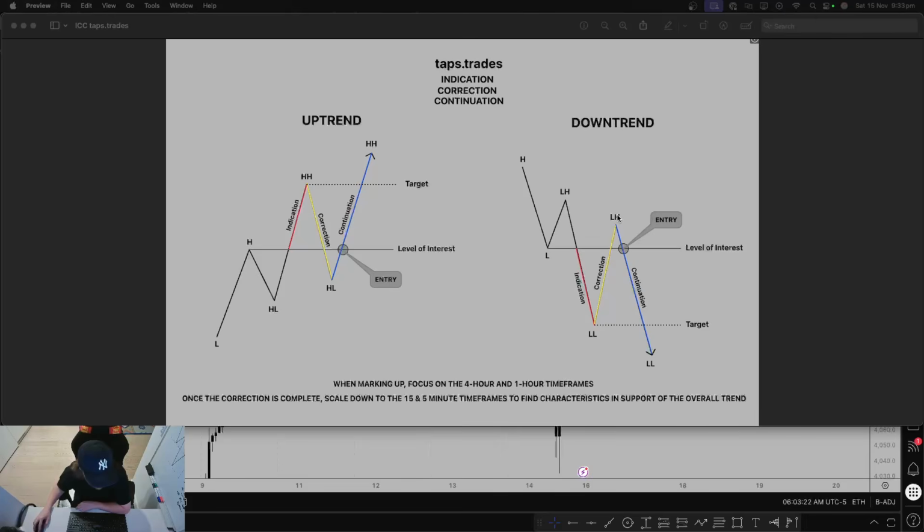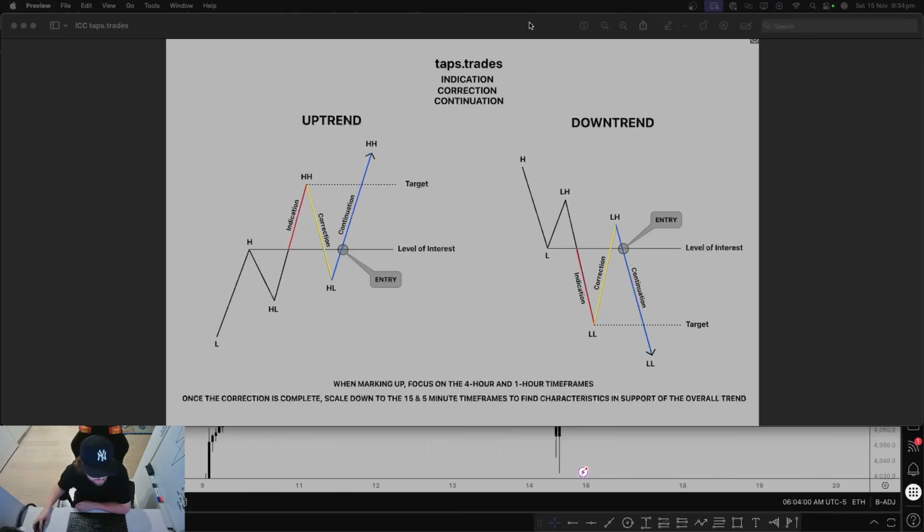So now at this point in time, we're doing the exact same thing as we did when we were in an uptrend. Once the correction phase is complete, which is this phase here, the second phase, we then scale down to the 15-minute and the 5-minute time frames to find the characteristics that support the overall trend. And in this case, the overall trend is a downtrend. We're then looking to make target at the previous lower low here. In this instance, what I would do is take off half my position at this halfway point between the lower low and the entry. And that's as simple as it is.